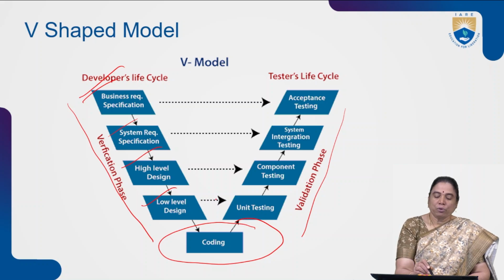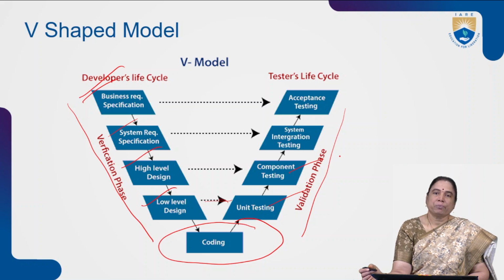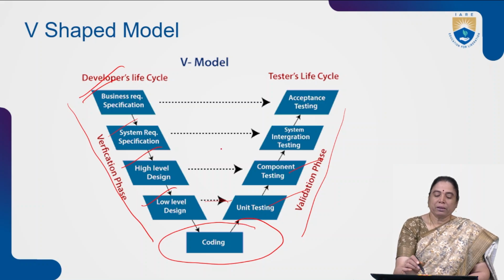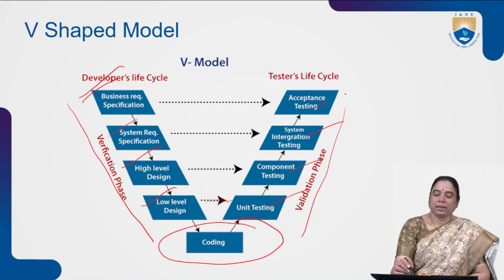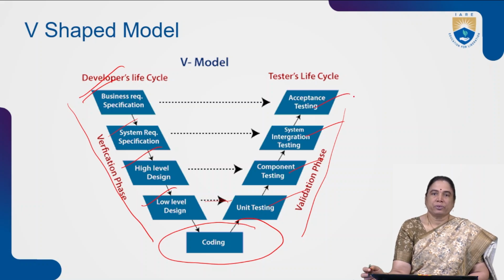As soon as low-level design is carried out, parallelly the unit testing must be performed. When the high-level design is completed, the component testing must be performed. For the system requirement specification, system integration testing is carried out. For the business requirement specification, user acceptance testing must be performed.